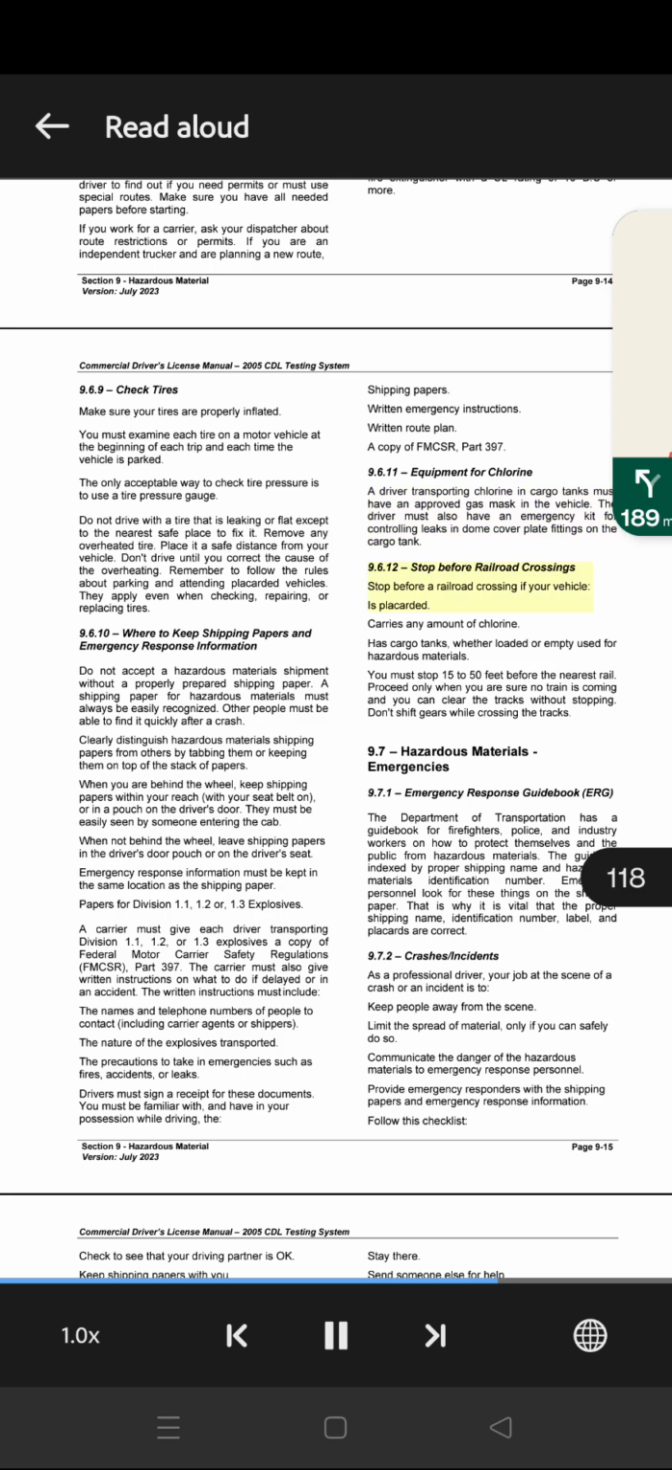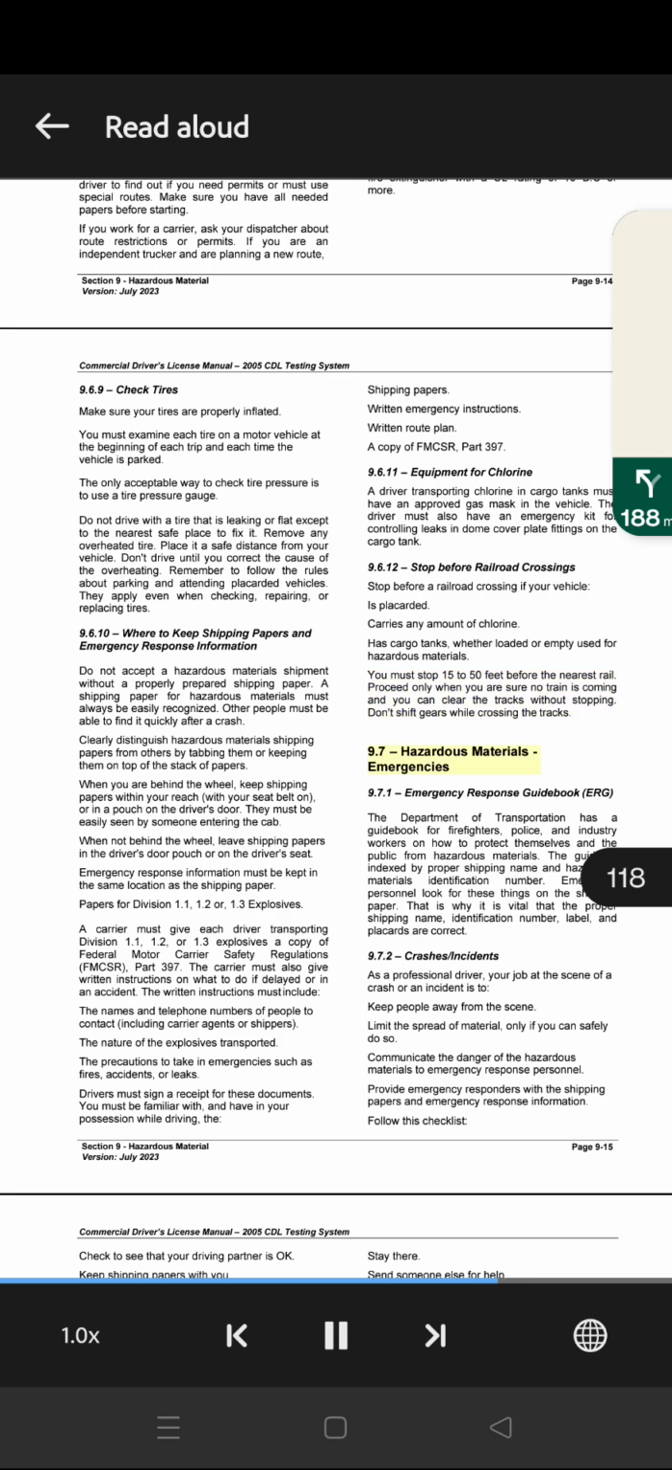9.6.12 Stop before railroad crossing. Stop before a railroad crossing if your vehicle is placarded, carries any amount of chlorine, or has cargo tanks, whether loaded or empty, used for hazardous materials. You must stop 15 to 50 feet before the nearest rail. Proceed only when you are sure no train is coming and you can clear the tracks without stopping. Don't shift gears while crossing the tracks.